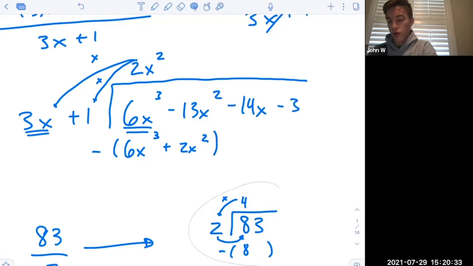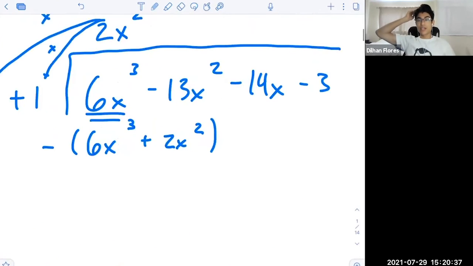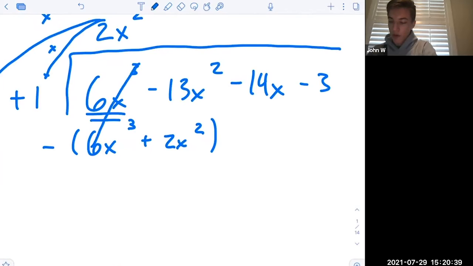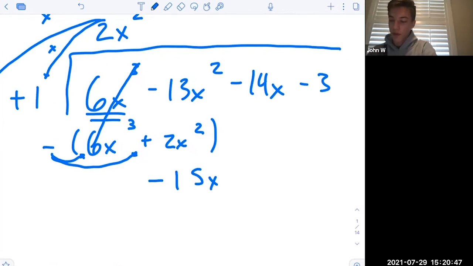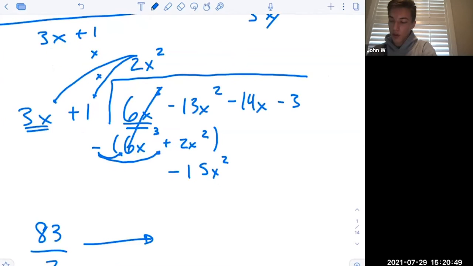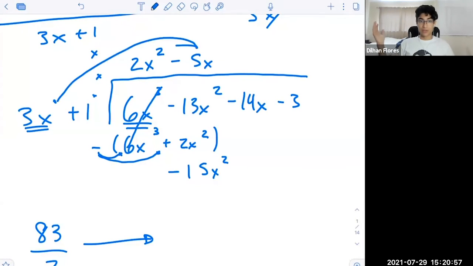Negative 15x squared. And what do we need to do to 3x to get to negative 15x? Multiply by 5x. Yes, but keep in mind that it is negative 15x. Negative 5x. Perfect. So you've got to multiply it by negative 5x. And then you just keep on going like that, bring down the negative 14, and that is polynomial long division. You just keep on going until you get to the very end.